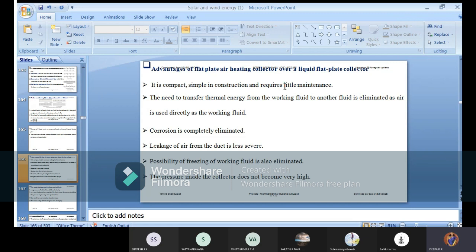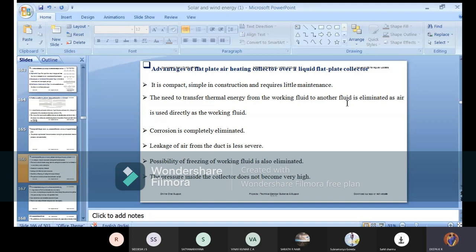So that's why it requires little maintenance, when it comes to the air flat plate collector. Next, the need to transfer thermal energy from the working fluid to another fluid. Working fluid means from top to bottom, because we are saying header to footer. From one end to another end, it has to be transferred. But here, transferring is completely eliminated.